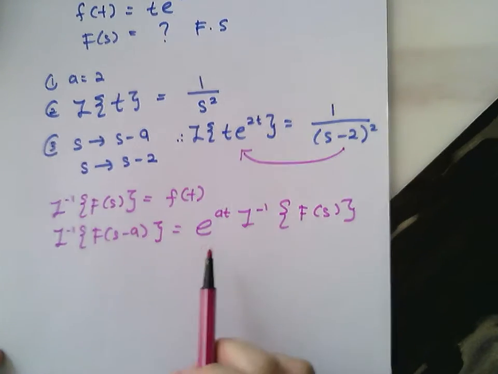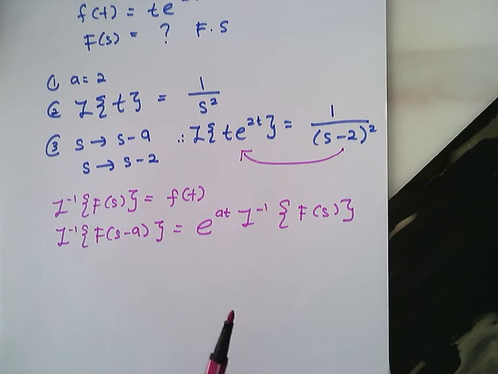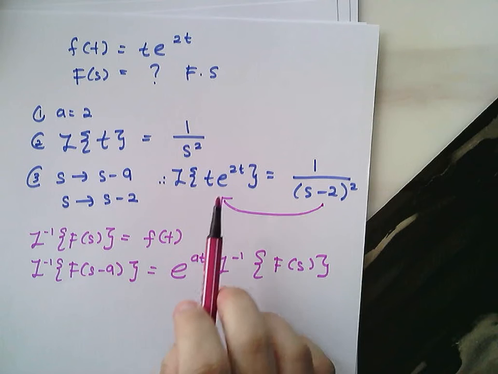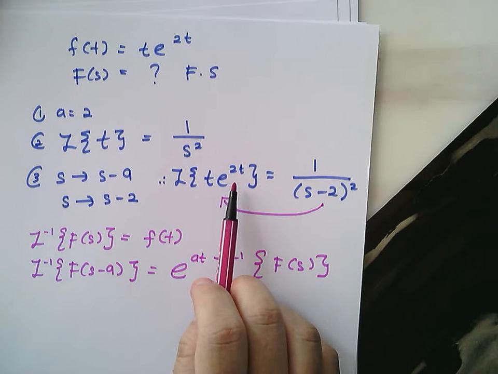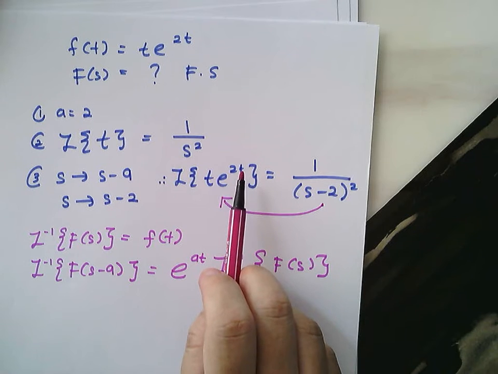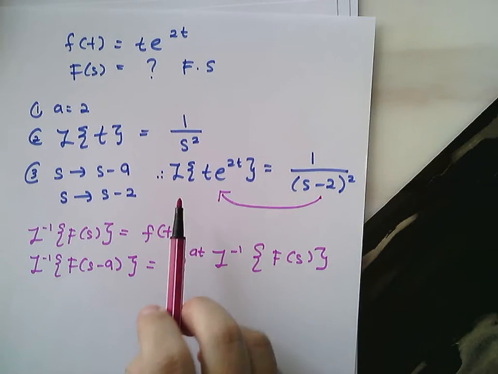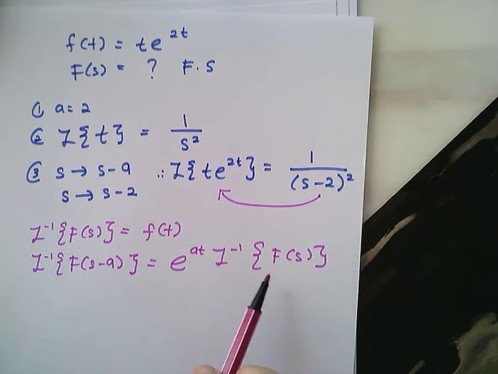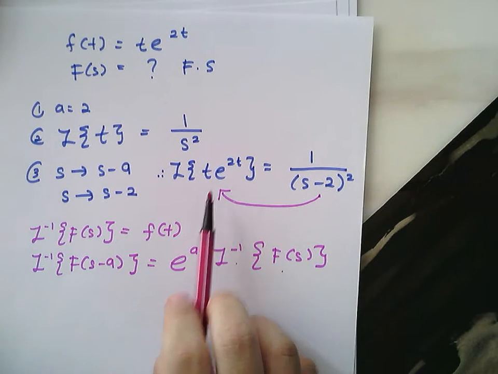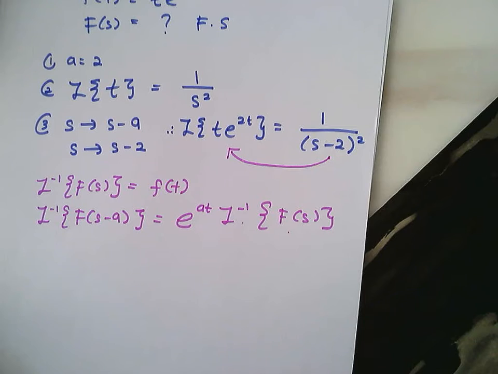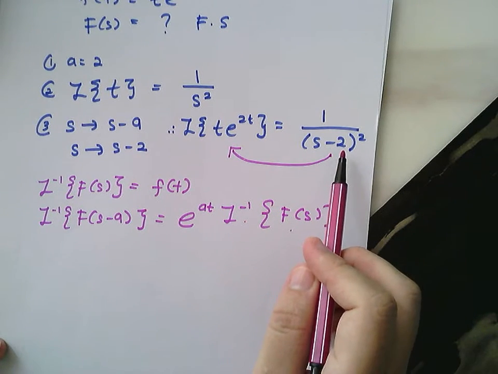So why do you have the exponent here? Remember when we learned the first shift property of Laplace transform, I told you it must be a multiplication of two functions and one of the functions must be an exponential function, which is e^(at). That's why we have e^(at) here. And this one is your f(t), right? So if you take the inverse of F(s), you will have your f(t). So you need to apply the first shift when you have an s minus a term.